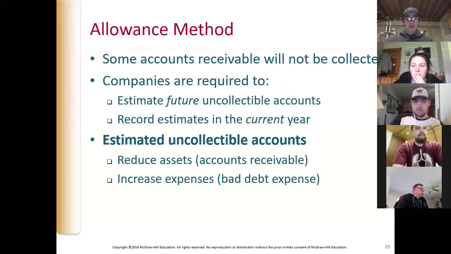The allowance method is the one we're going to focus on, and it has two journal entries that you need to learn. The first is the estimated amount that I think I'm not going to collect. Look on that slide where it says companies are required to estimate future uncollectibles.